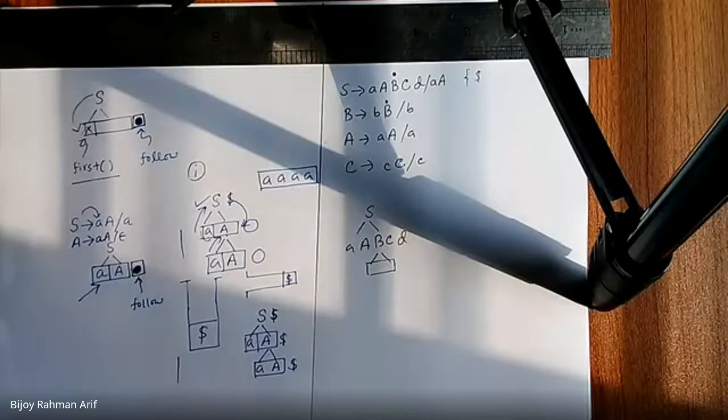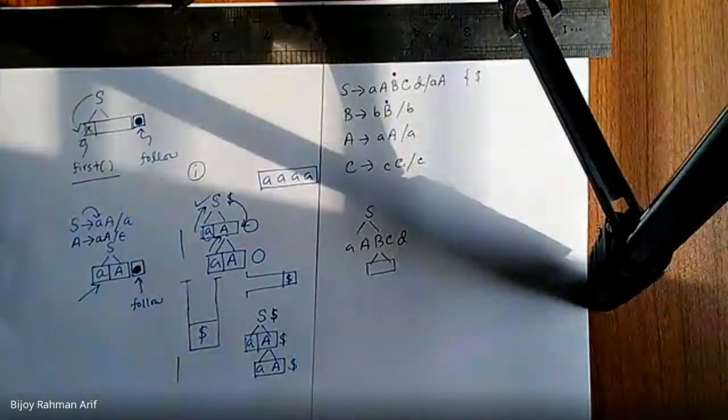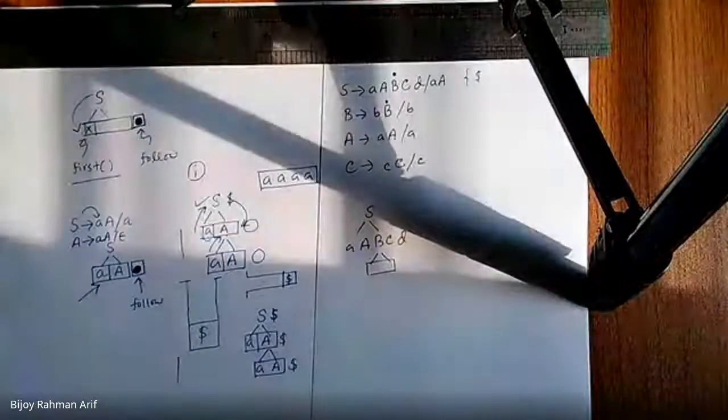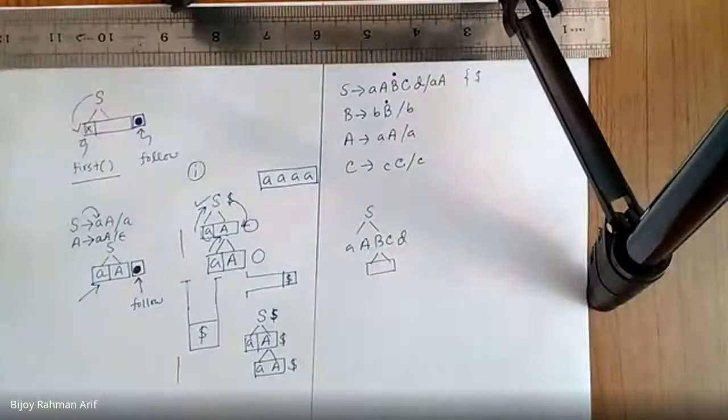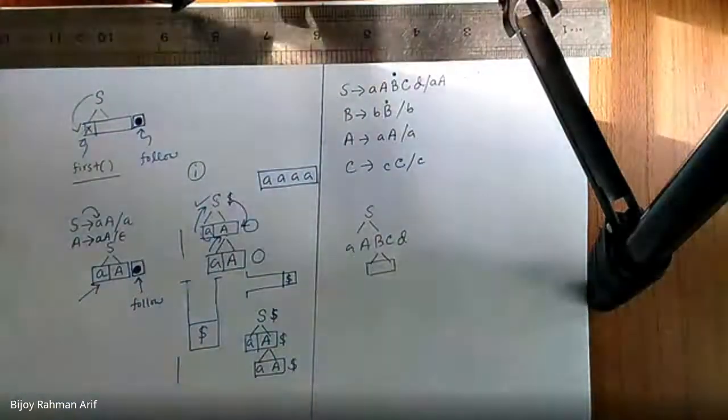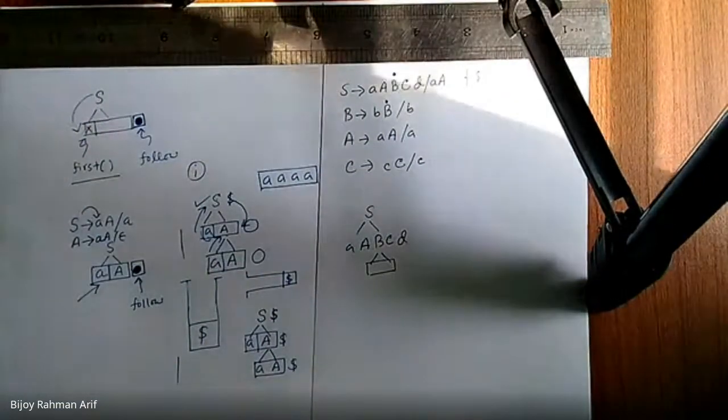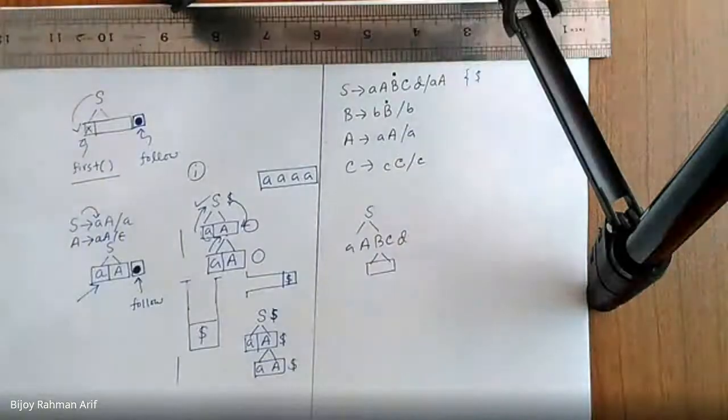It's a capital C. So you cannot say actually that is the follow. It is a capital C, it's a variable. So how can you say a variable is a follow? Because all the follows and firsts are actually terminals.